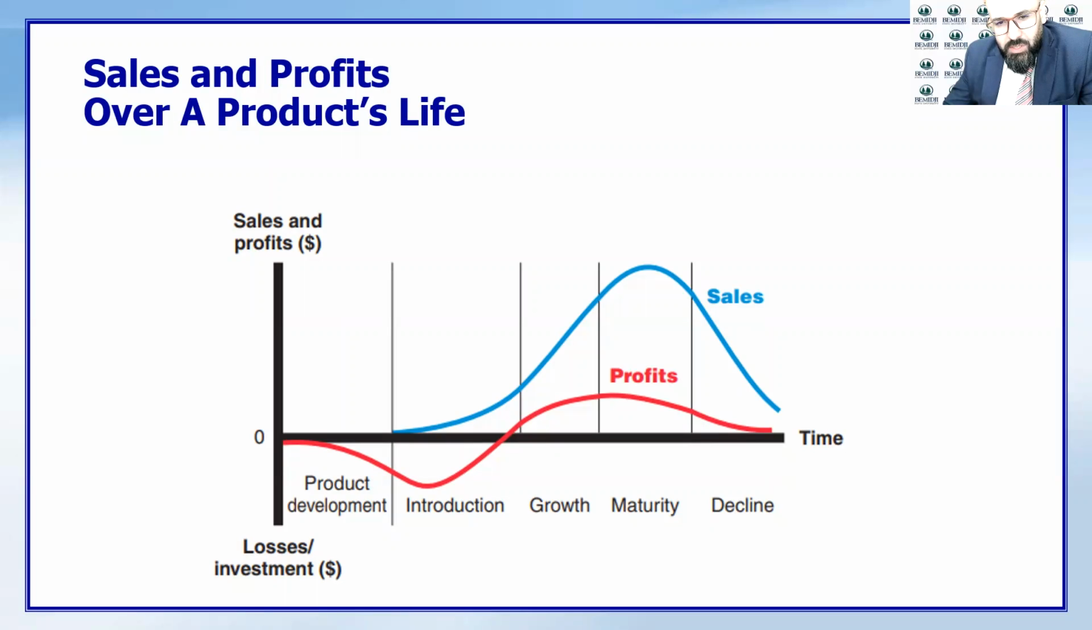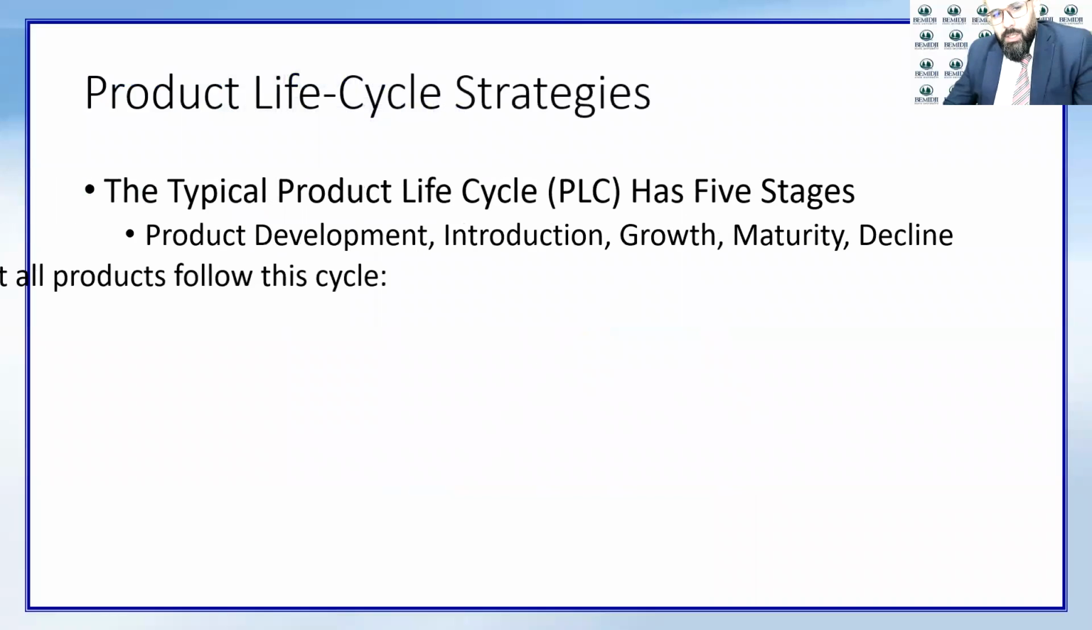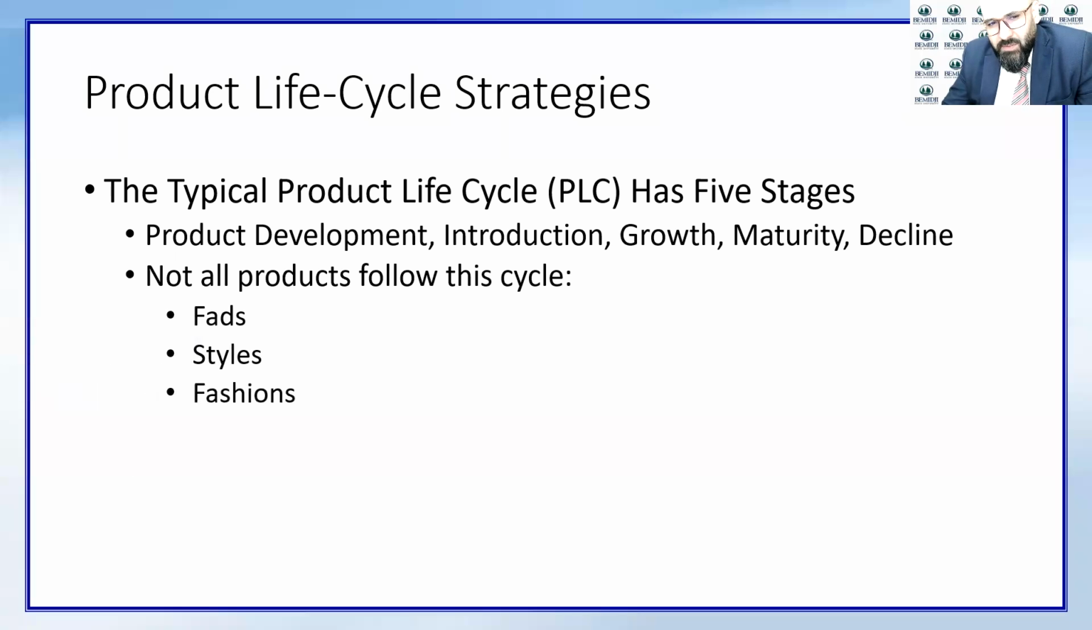And in this chart, you will see the comparison between sales and profit. As you see, in the early stages of introducing the product you will be losing money, so they're not making any money. However, by the beginning of the growth phase, you will start making money. So your intention in product development is to increase the maturity phase as much as you can. The typical product life cycle has 5 stages: product development, introduction, growth, maturity, and decline.